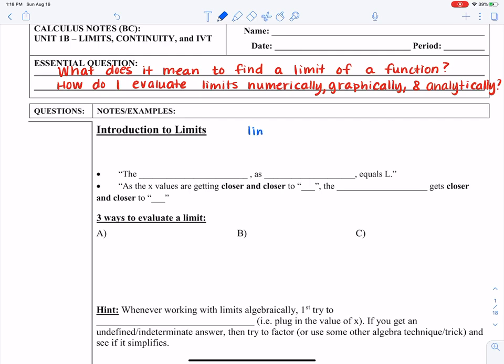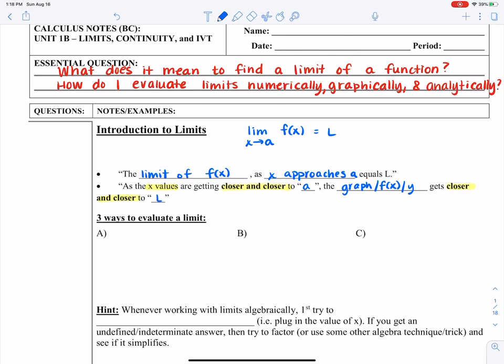The notation lim as x approaches a of the function f of x is equal to L says the limit of f of x as x approaches a equals L. And so what this means is that as our x values get closer and closer to the number a, the graph, or f of x, or y, gets closer and closer to the value L, okay?